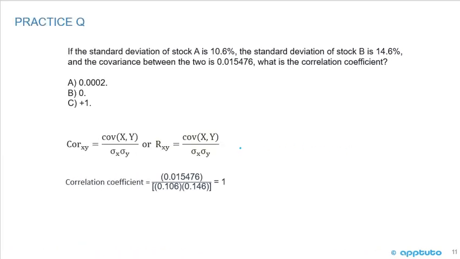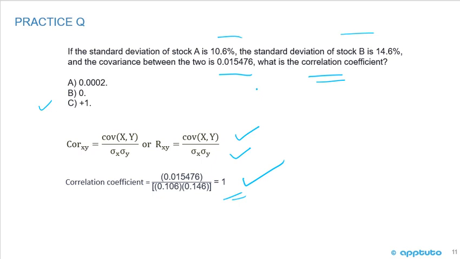Pretty easy question actually. So it's asking for the correlation coefficient, which we know is the covariance of x and y, divided by the standard deviation of x times the standard deviation of y. So they've given us the covariance, and they've given us the standard deviations, so you just plug it in, and this is giving us an answer of 1, so the correct answer was C.